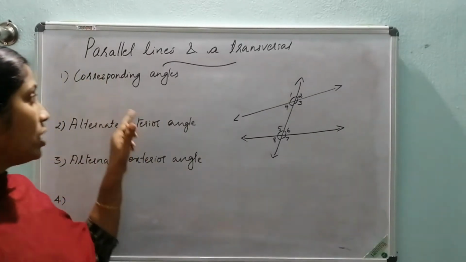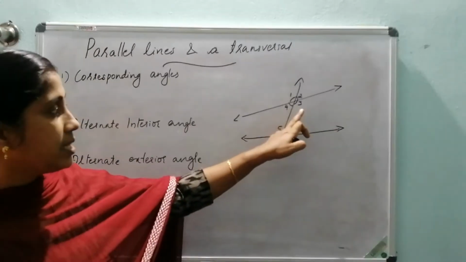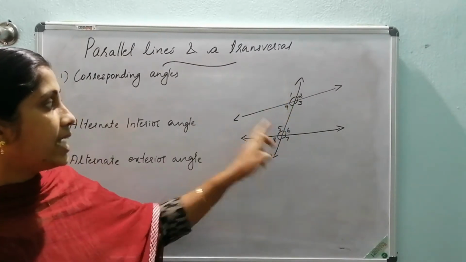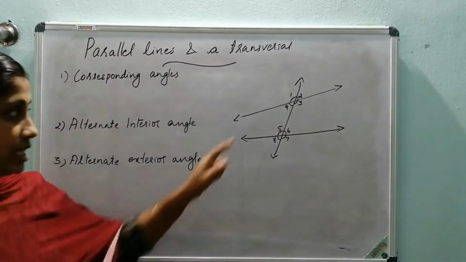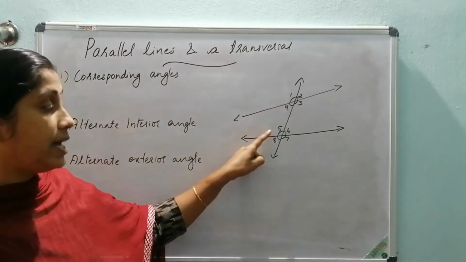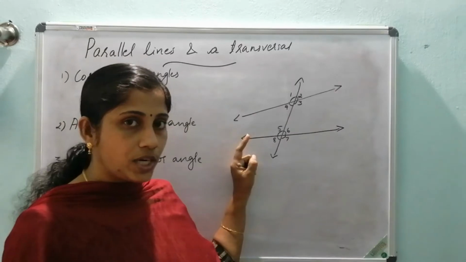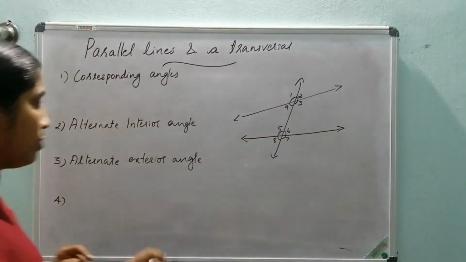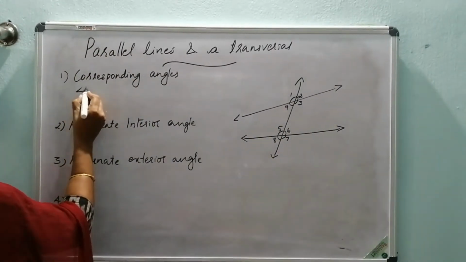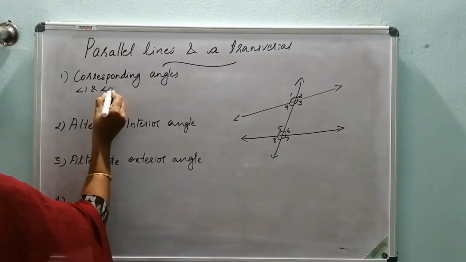So what are the corresponding angles here? Look at the angles here. Angle 1 and angle 5 are called corresponding angles. Angle 1 is exterior and angle 5 is interior, and they are on the same side. Angle 1 and angle 5 are corresponding angles.